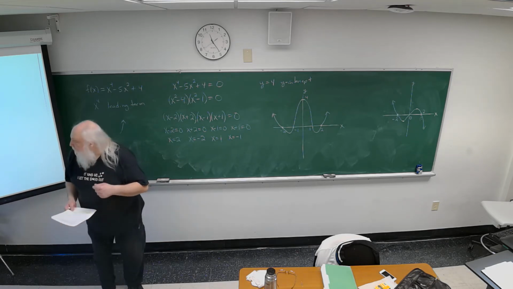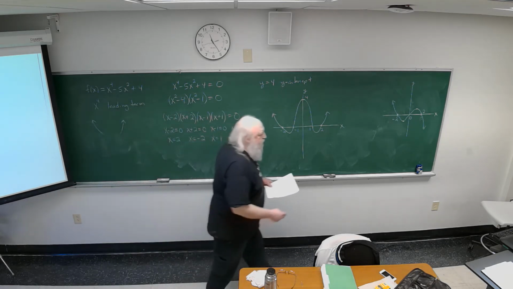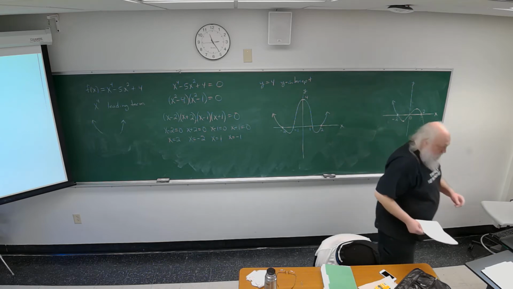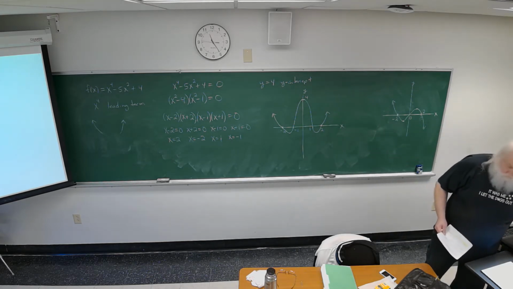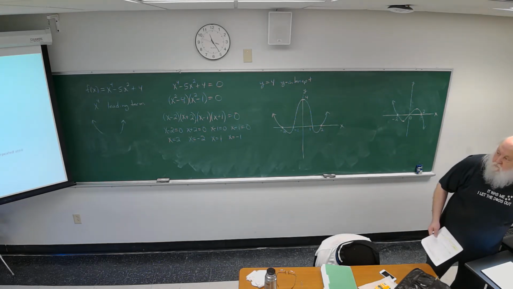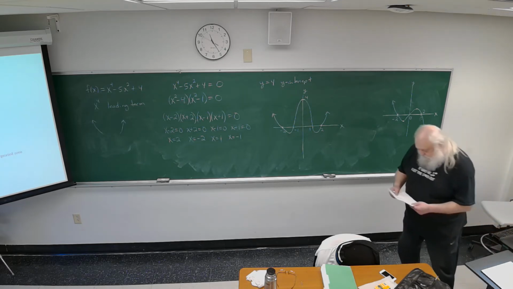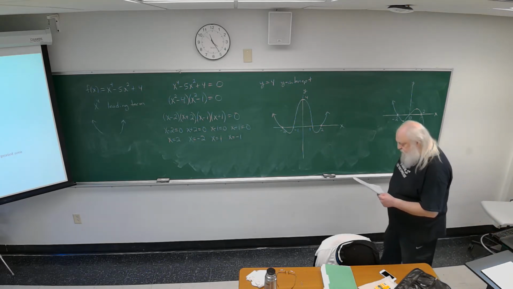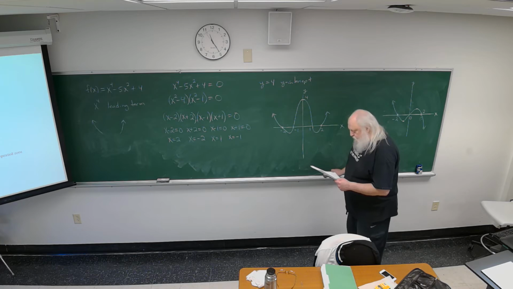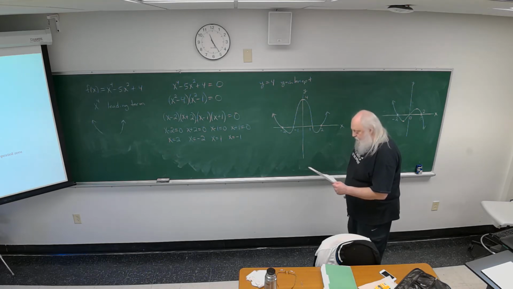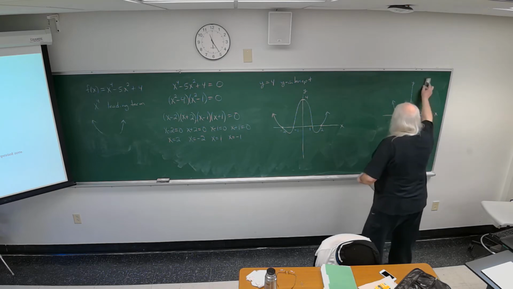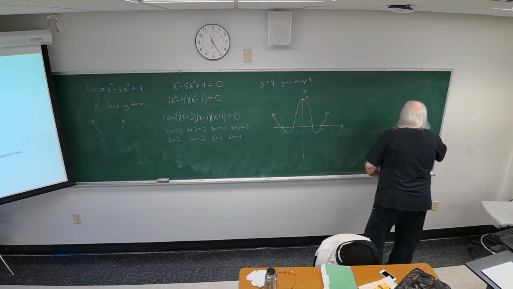Okay. Let's take a look at example 3. Example 3 says find a polynomial function with leading coefficient 2 and zeros at minus 3, minus 1, 3, and 4. So let's observe something from this previous problem.